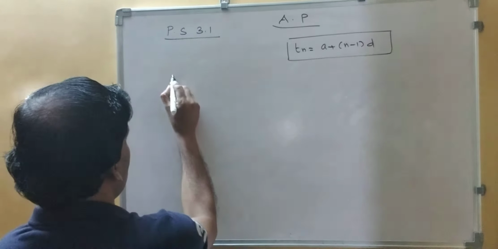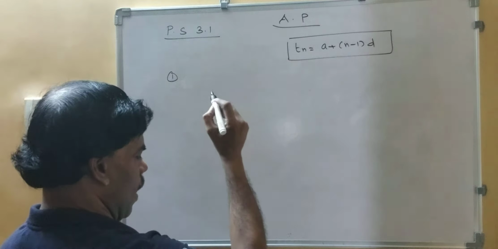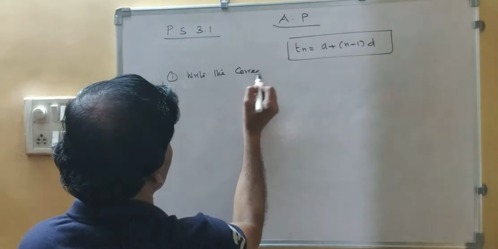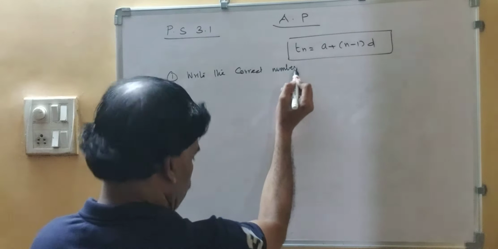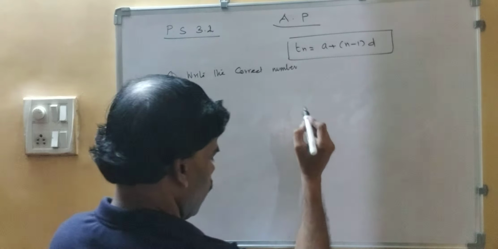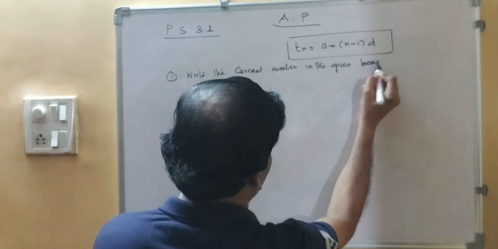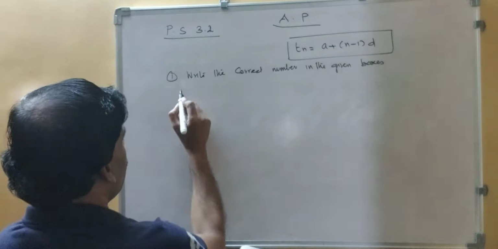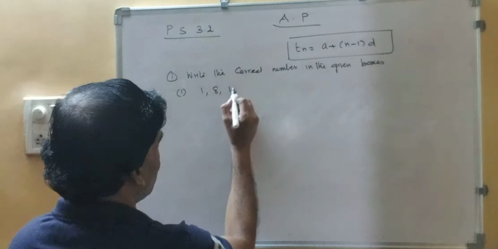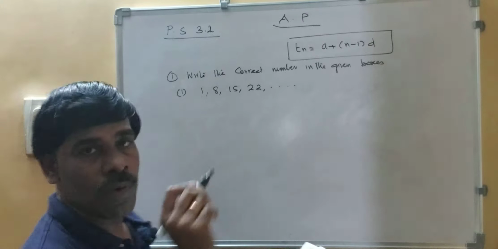Now, first of all, we will go one by one. Write the correct number in the given boxes from the following AP. Now, the sum given is 1, 8, 15, 22, etc. What is given here now? We have to fill in the blanks.